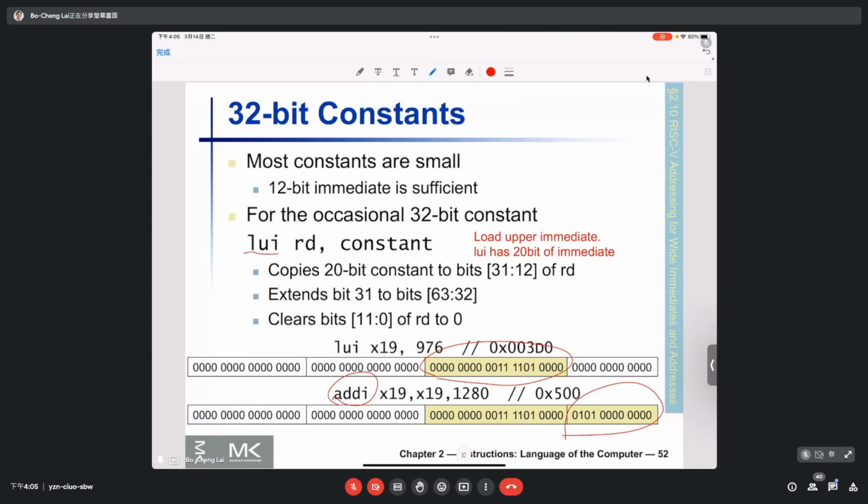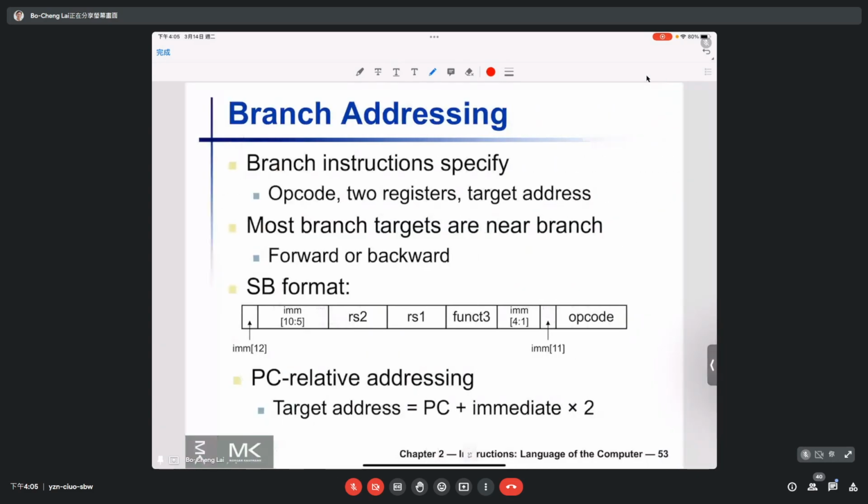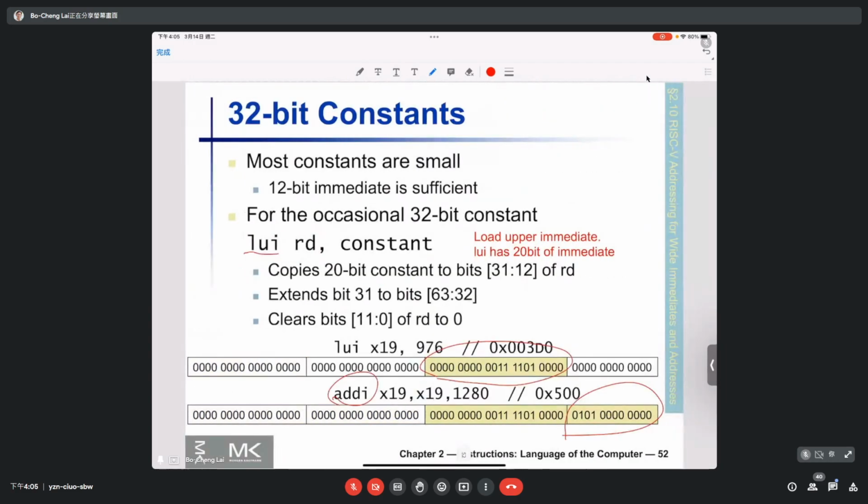What about 64 bits? That's a good question, and it suggests it will come up in the exam. Questions so far? LUI is load upper immediate. That will put a 20-bit constant in the upper side of the 32 bits.